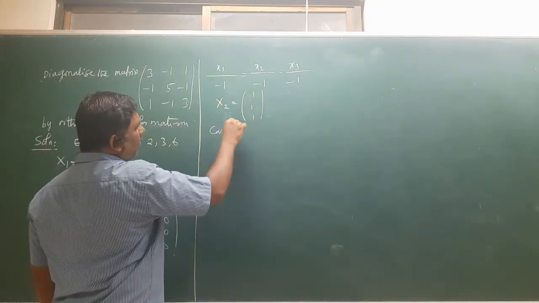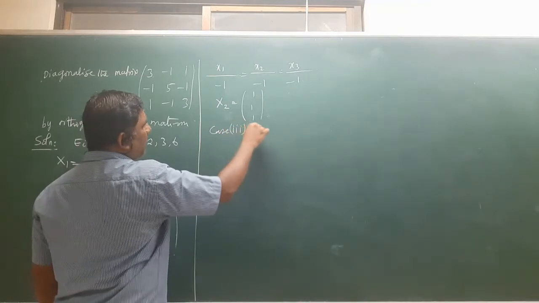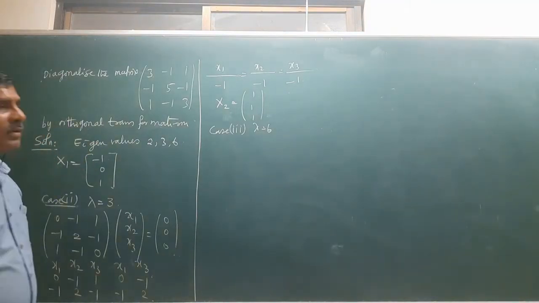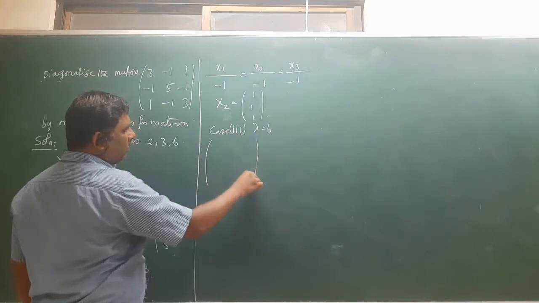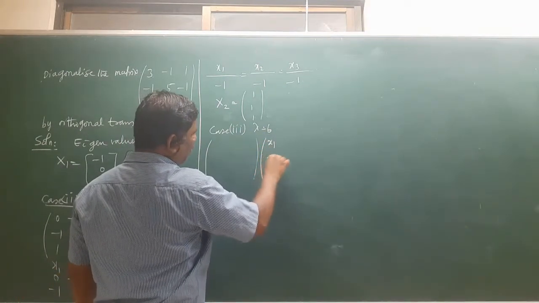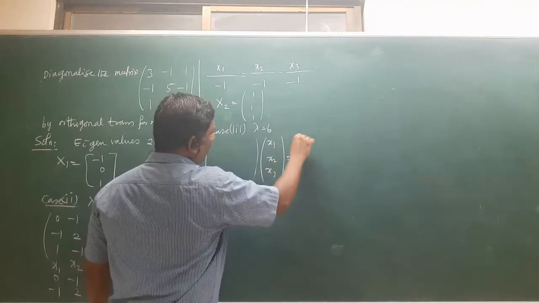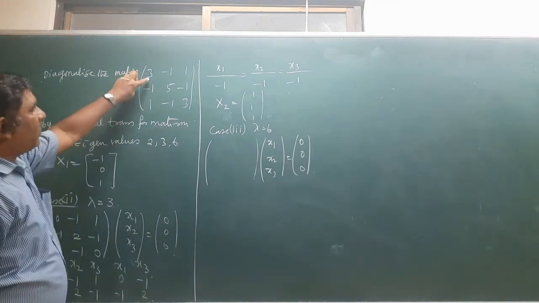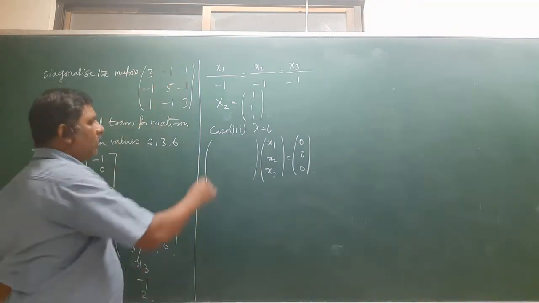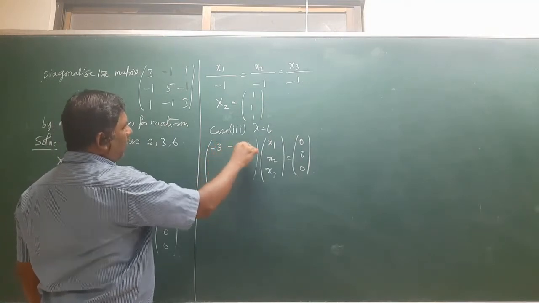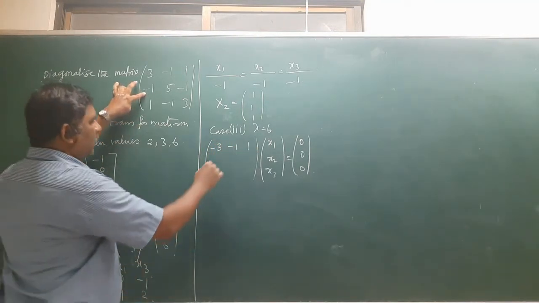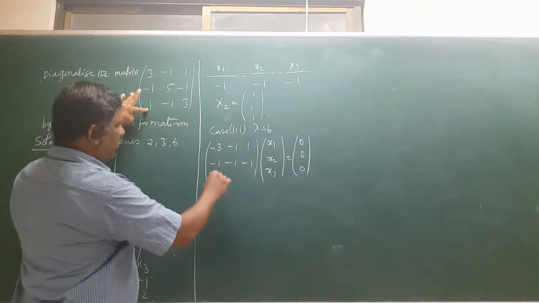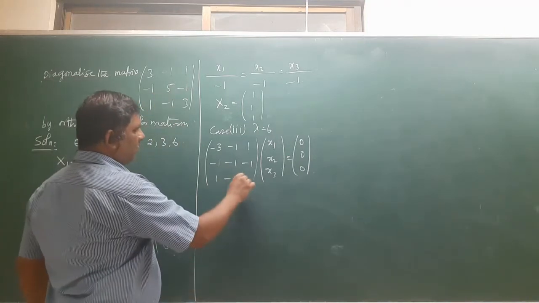Case 3. Case 3 is when lambda equal to 6. When lambda equal to 6, we will get the matrix by subtracting 6 in the diagonal: minus 3, minus 1, 1. The second row is minus 1, 5 minus 6 is minus 1, minus 1, and the third row is 1, minus 1, 3 minus 6 is minus 3.